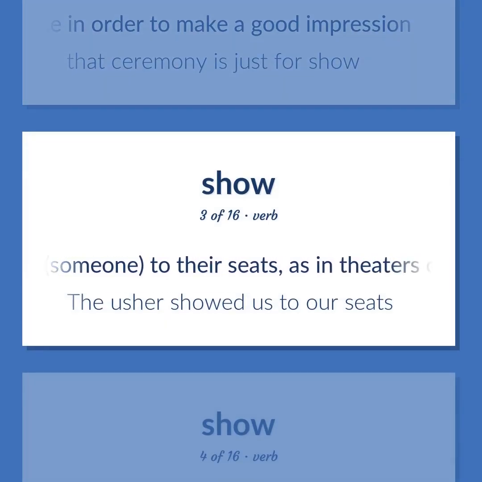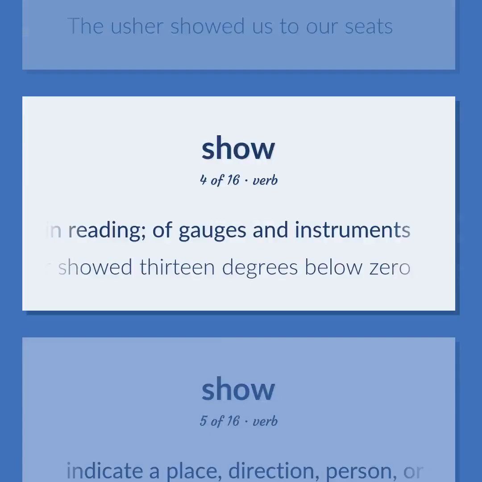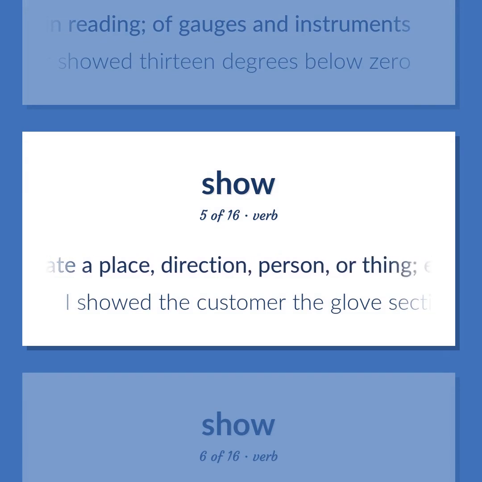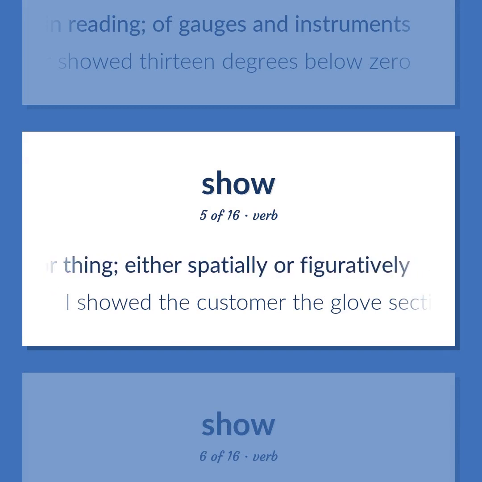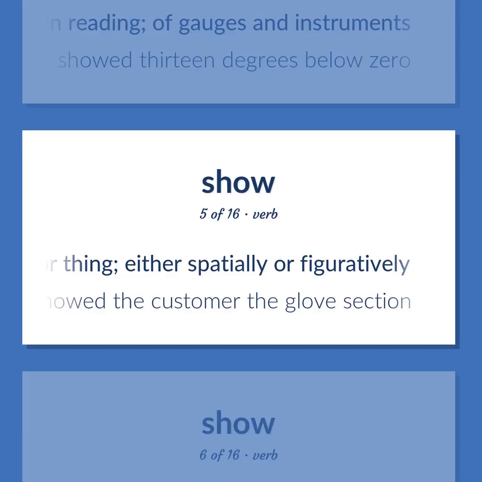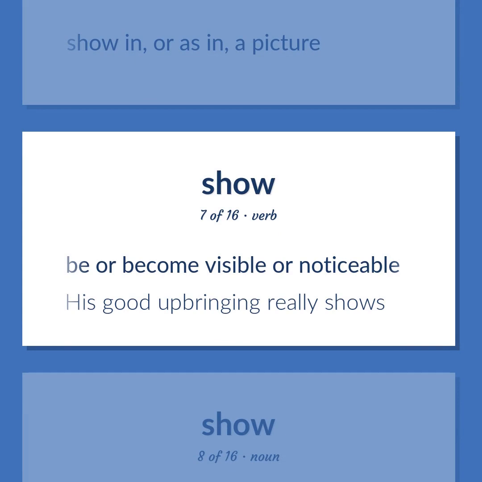Take someone to their seats, as in theaters or auditoriums. The usher showed us to our seats. Indicate a certain reading, of gauges and instruments. The thermometer showed 13 degrees below zero. Indicate a place, direction, person, or thing, either spatially or figuratively. I showed the customer the glove section. Show in, or as in, a picture. Be or become visible or noticeable. His good upbringing really shows.